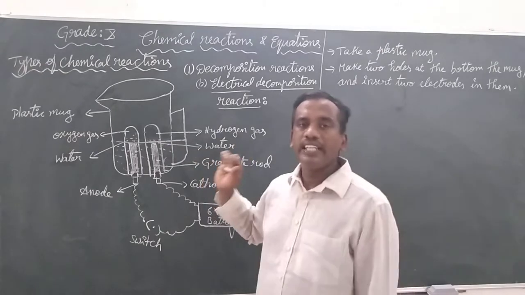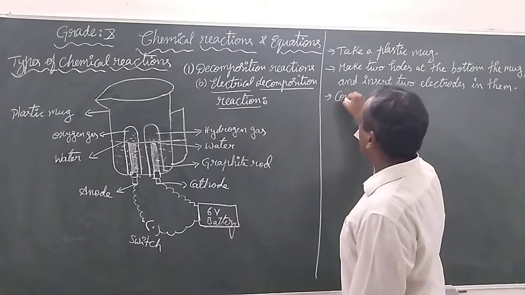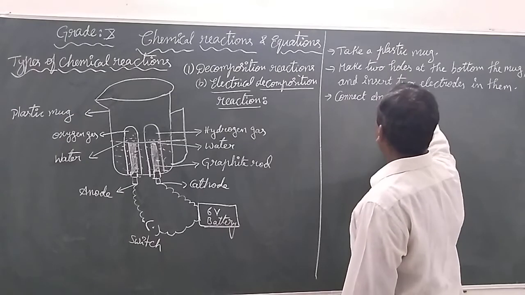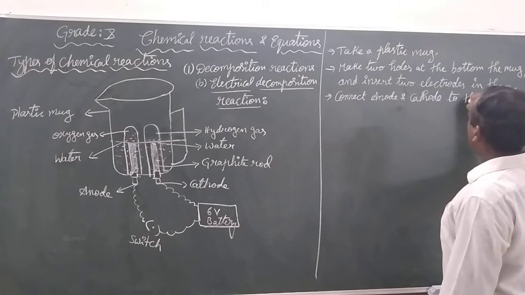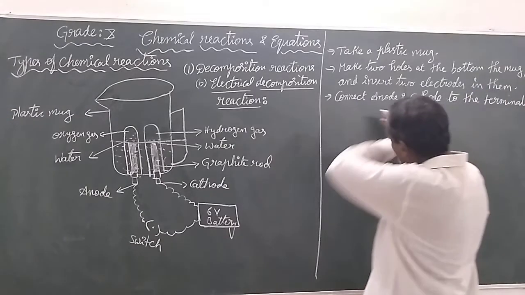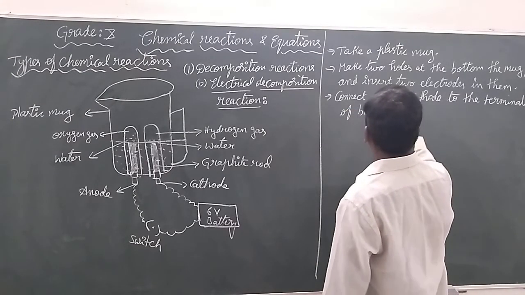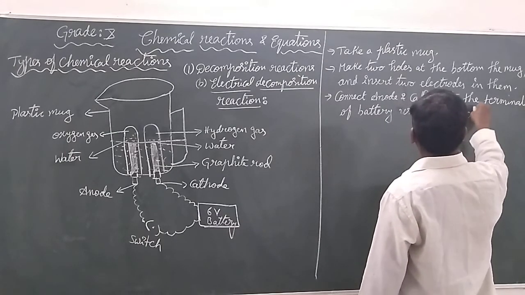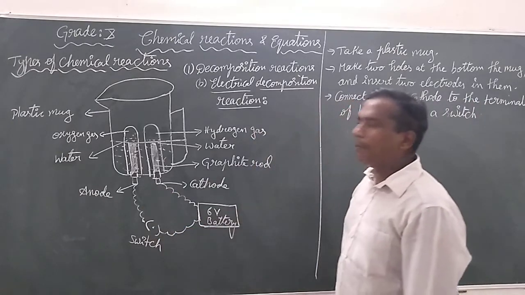Now, after doing this entire setup, you take water in the mug. First, connect the anode and cathode to the terminals of the battery using a switch, the power switch to connect the terminals of the battery.